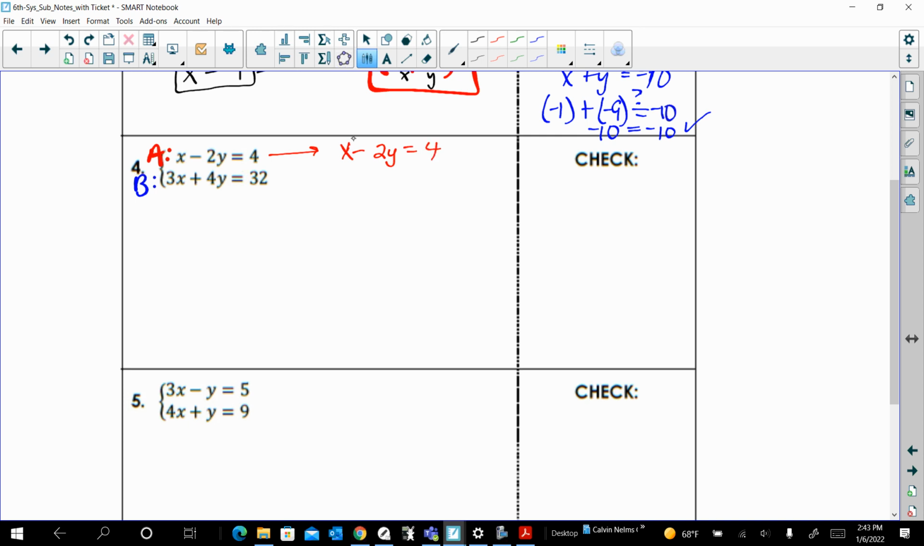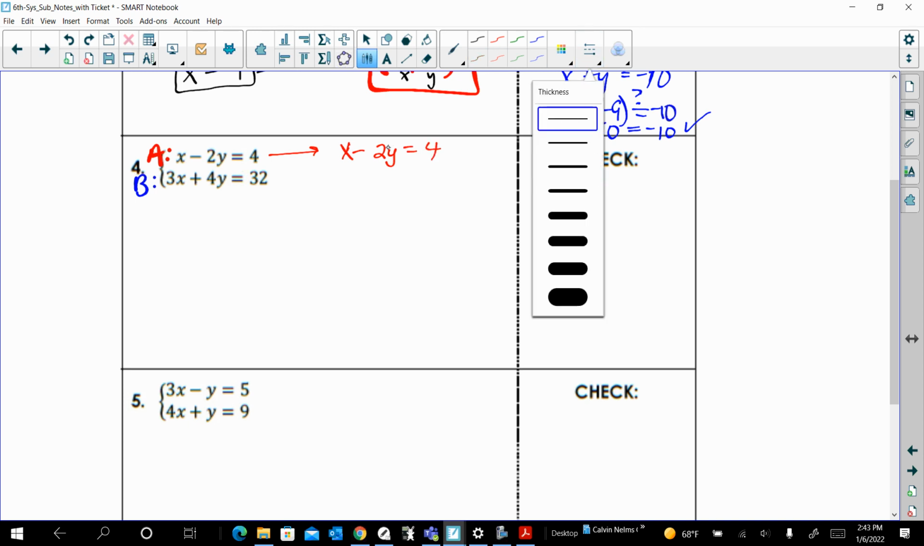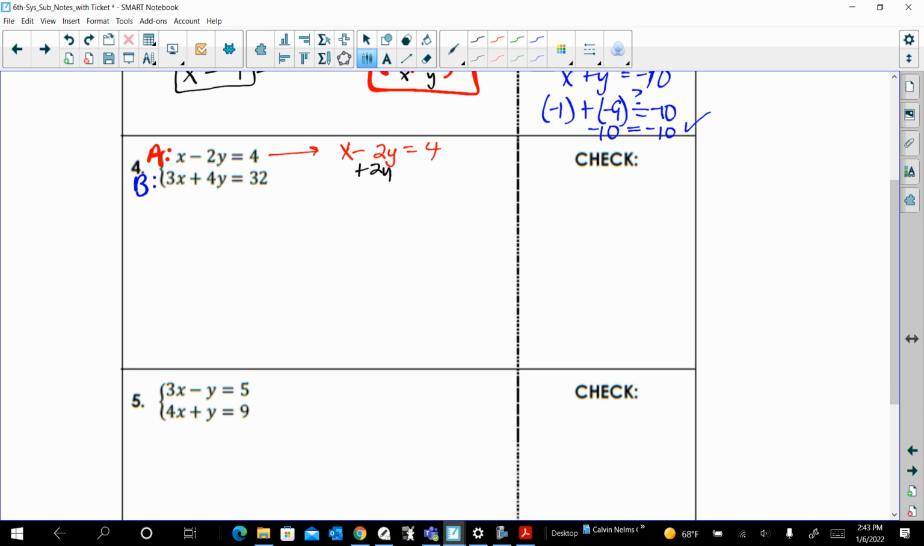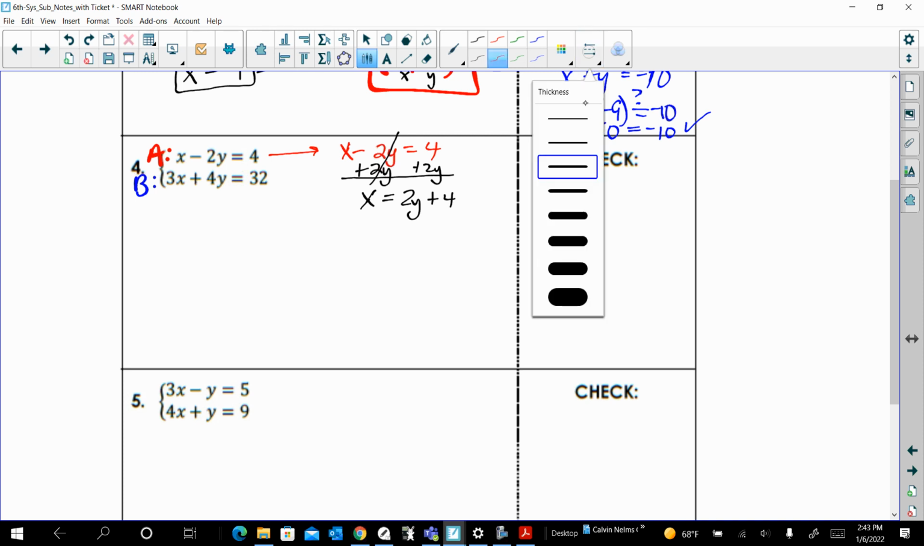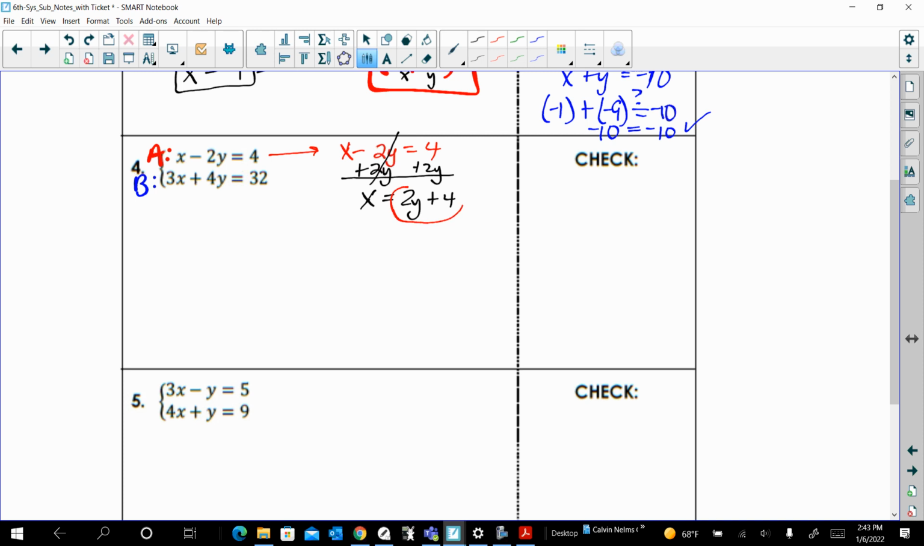So I'm going to change this to get this x by itself, which I have x minus 2y equals 4. To get the x by itself, you would need to cancel out the y by doing the opposite. If it's minus, now you have to say plus 2y on both sides. The 2y's would cancel, and we would get x equals 2y plus 4. So now the x is isolated. And this is what I'm going to plug in for that x in equation B.